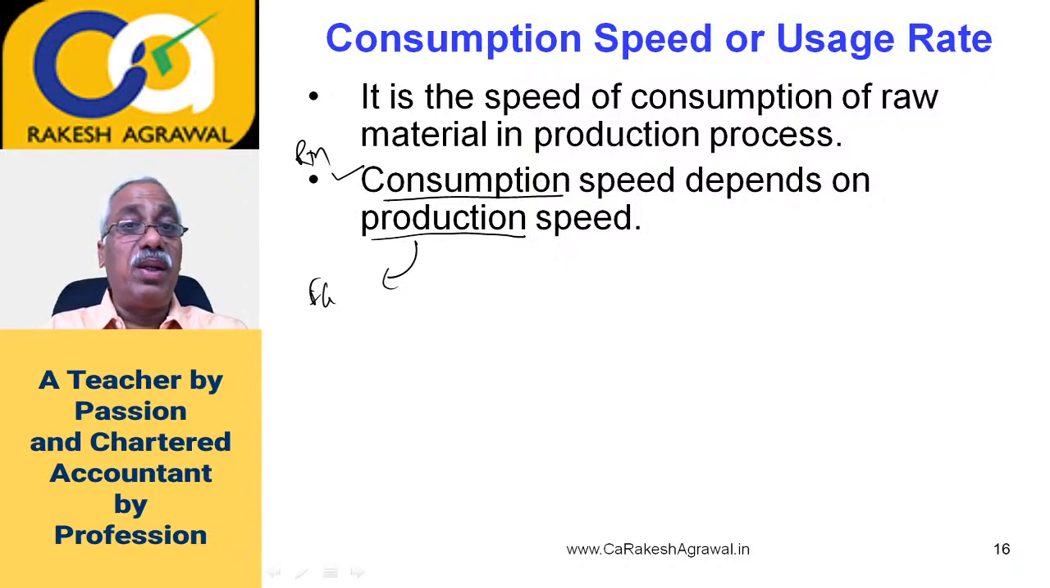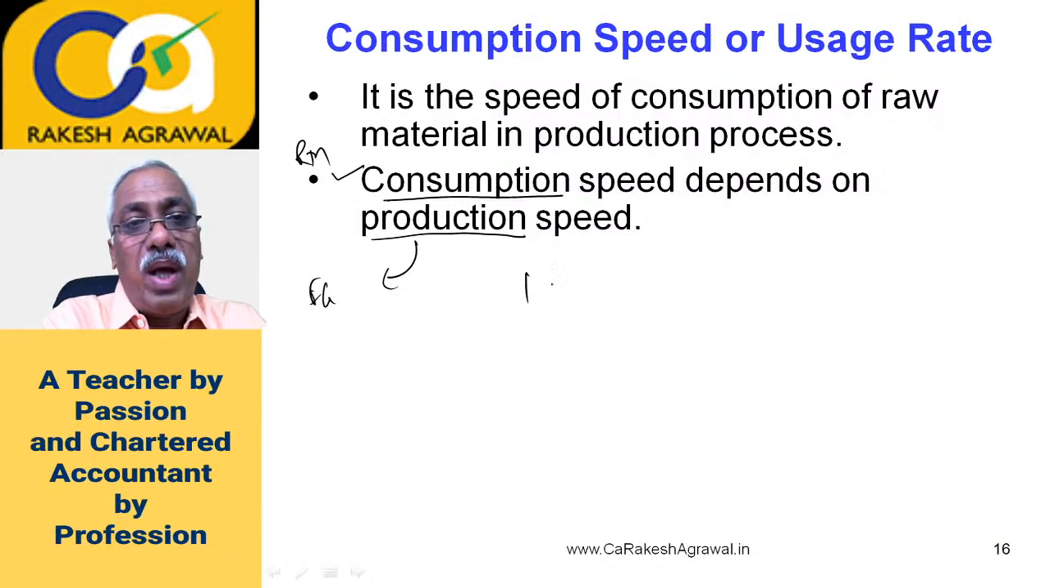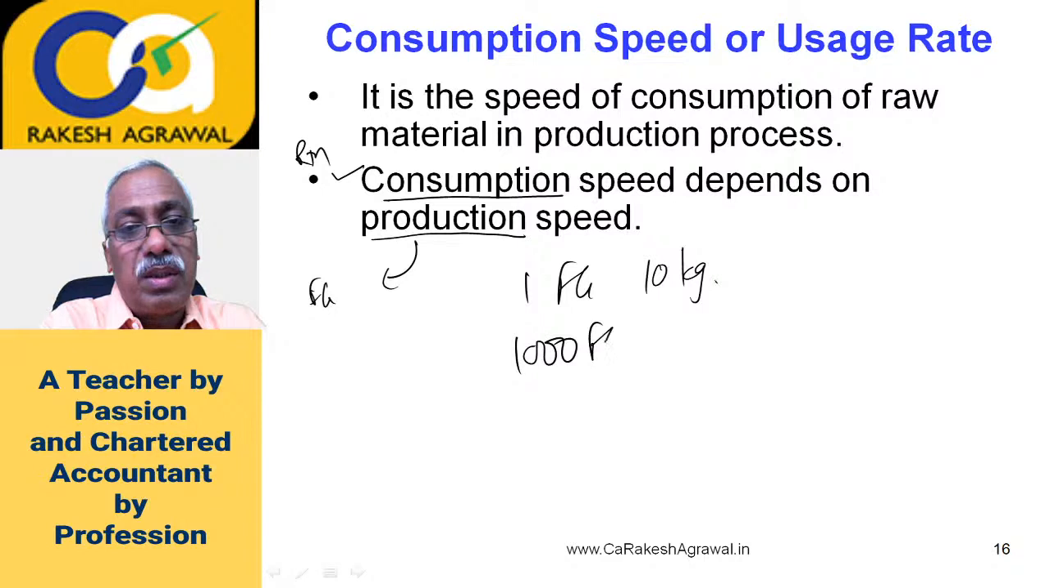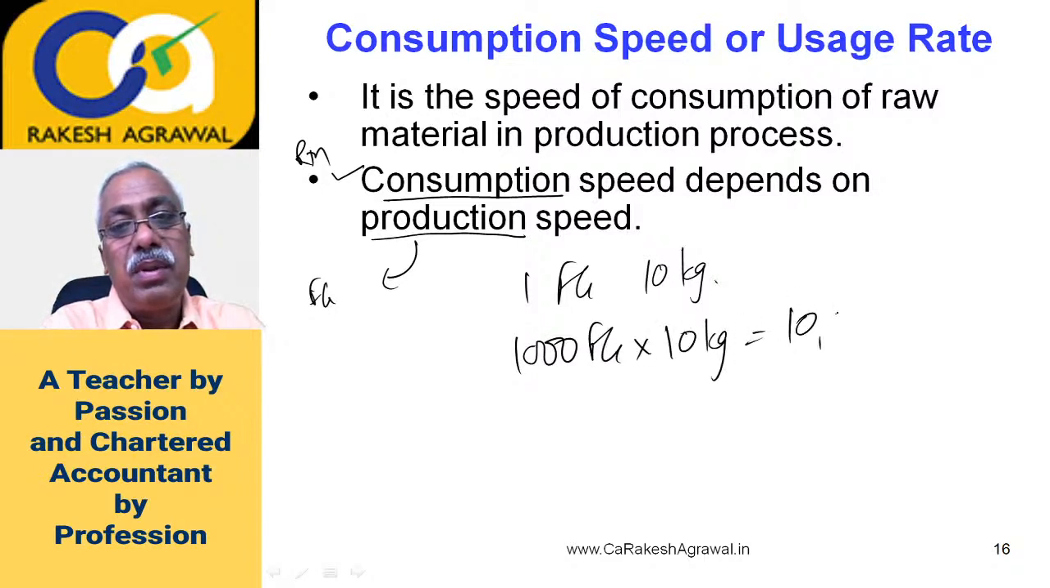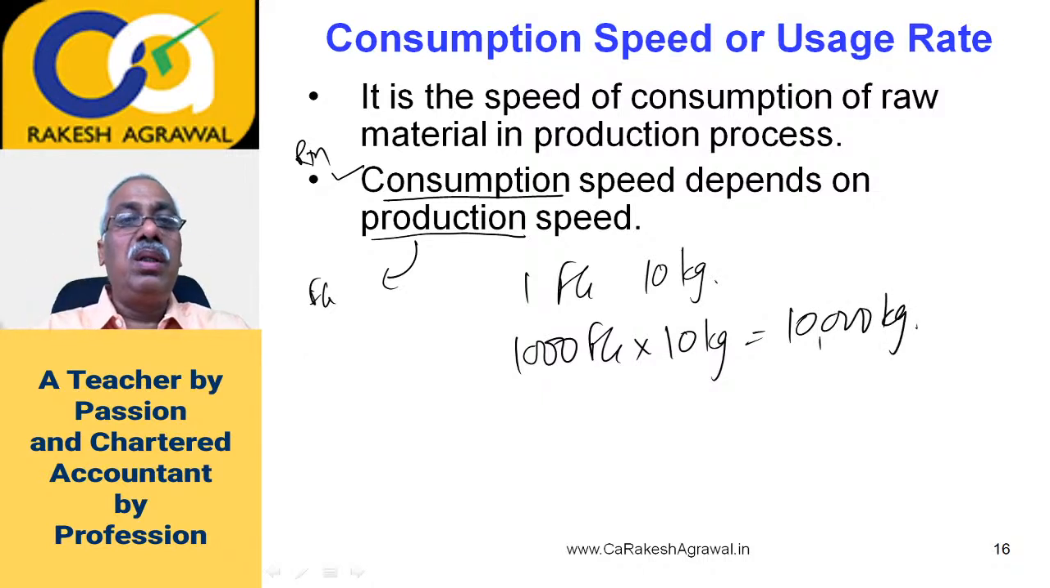You have to always remember that, and you have to read these two words carefully. Sometimes institute in the question may give you production instead of consumption. So from production you have to calculate consumption. How to calculate consumption from production? Suppose 1 unit of finished goods requires 10 kgs of raw material. And if you are planning to produce 1000 units of finished goods, then 1000 units of finished goods into 10 kg, you will get consumption of 10,000 kg of raw material. Simple. So from production you should calculate consumption if not readily given in the question.